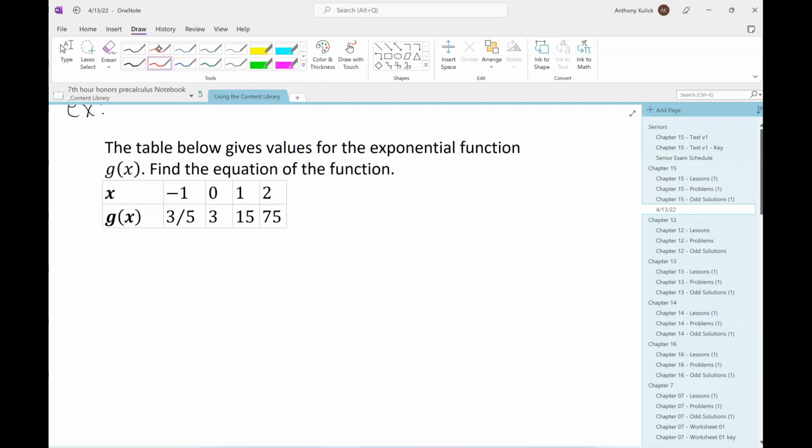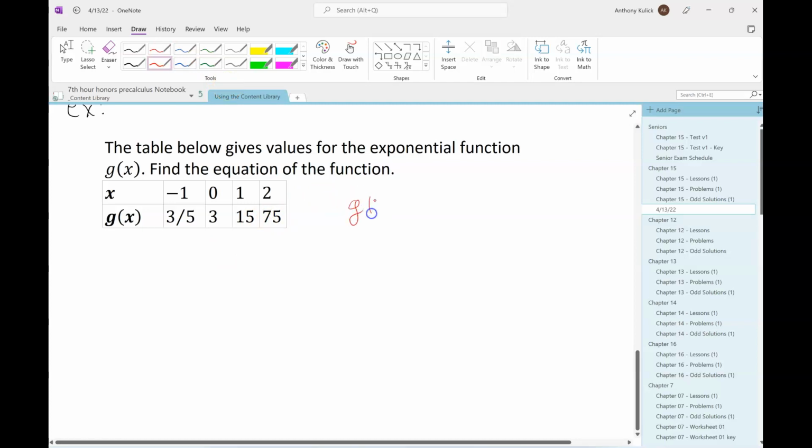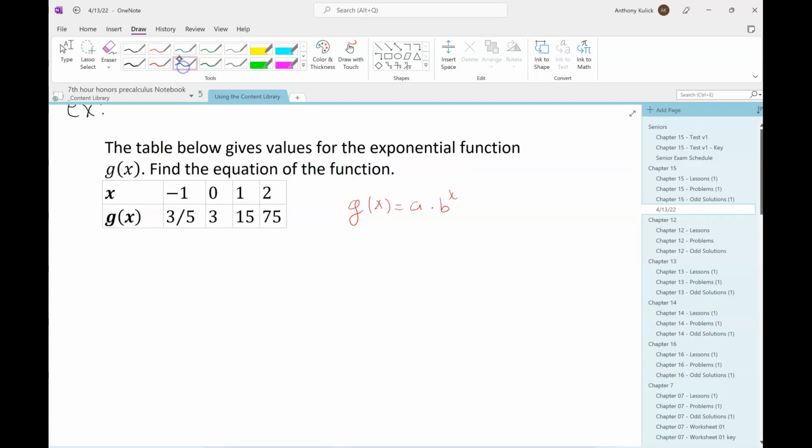The table below gives the values for an exponential function g of x. Find the equation for that function. So what we're asking for is some g of x function, a times b to the x, right? There's an easy way to do this and a hard way to do this, depending on the points you're given.